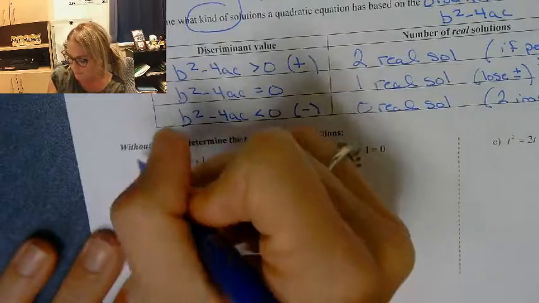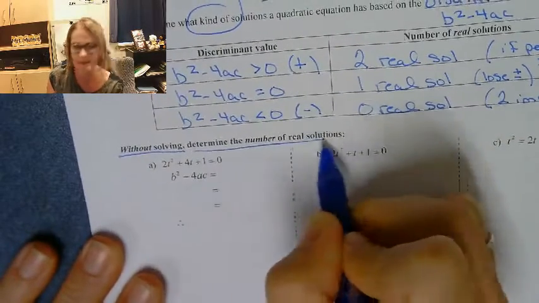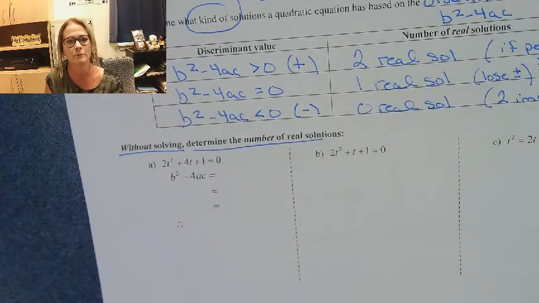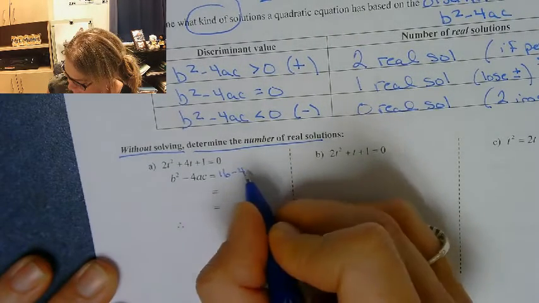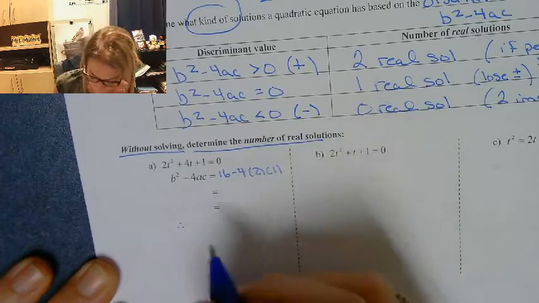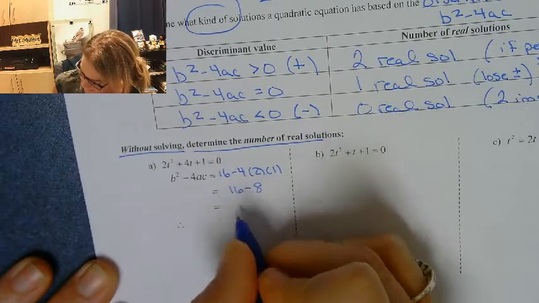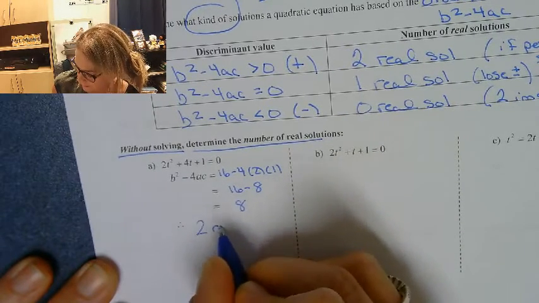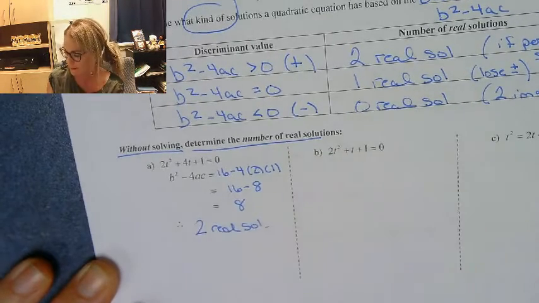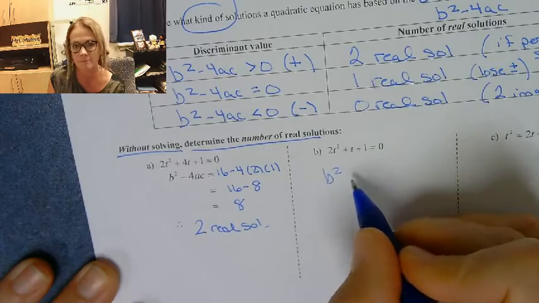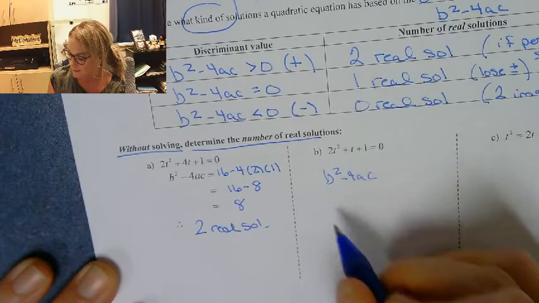So without solving, we're just going to discriminate the type of roots. We're going to determine the number of real solutions by analyzing the discriminant. So we'll just go to b squared minus 4ac, not the root part. And so here we would get b squared, which is 16, minus 4 times 2 times 1. This is 16 minus 8. This is 8. Therefore, we would get 2 real solutions.